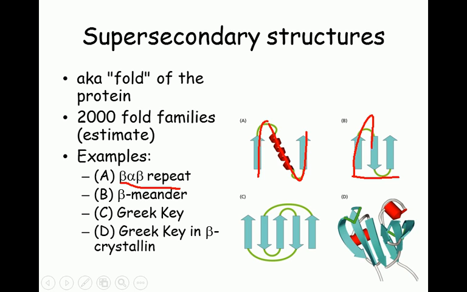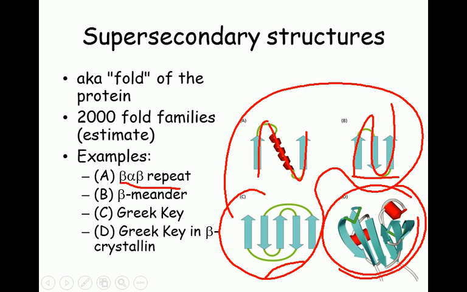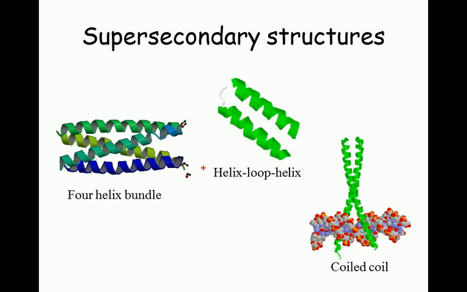Okay, a beta meander where the beta strands go like that. A Greek key, and this is in a real protein. So these are two-dimensional schematics, and this is how they would look in a three-dimensional figure. Okay. So you take this figure, and the Greek key structure is like that. Sometimes you may or may not be able to see the two-dimensional schematic within a three-dimensional figure. All right. So the 2D is just a simplification of the three-dimensional configuration.